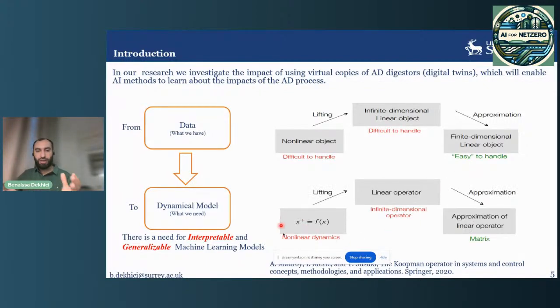Some mathematical formulation of this method: let's say that we have a dynamical system, x dot equals f of x. We lift it to a higher space where the behavior of this nonlinear dynamics will look linear, but still infinite dimensional. We use a data-driven method in order to approximate a matrix from this infinite dimensional linear operator. By matrix, I mean a constant coefficient matrix that tells us how the nonlinear dynamics is moving. We can understand this very easily by looking at the eigenvalues and eigenvectors of this matrix.